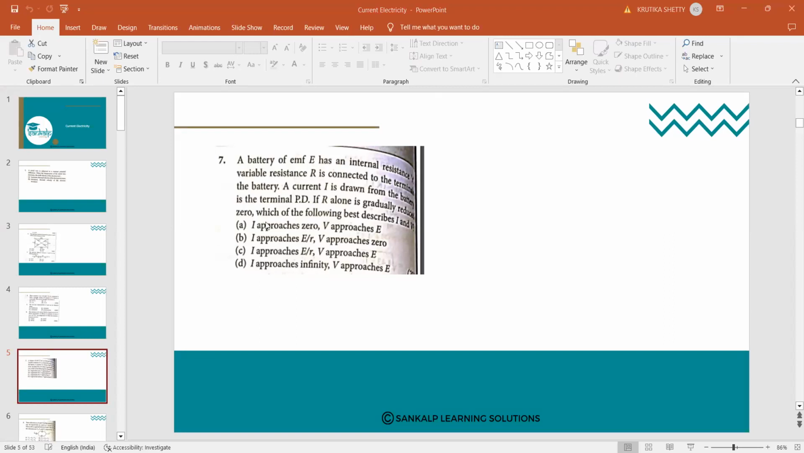See, the question: a battery of EMF has an internal resistance R, and the variable resistor capital R is connected to the terminals of the battery. So now we'll draw a rough diagram.